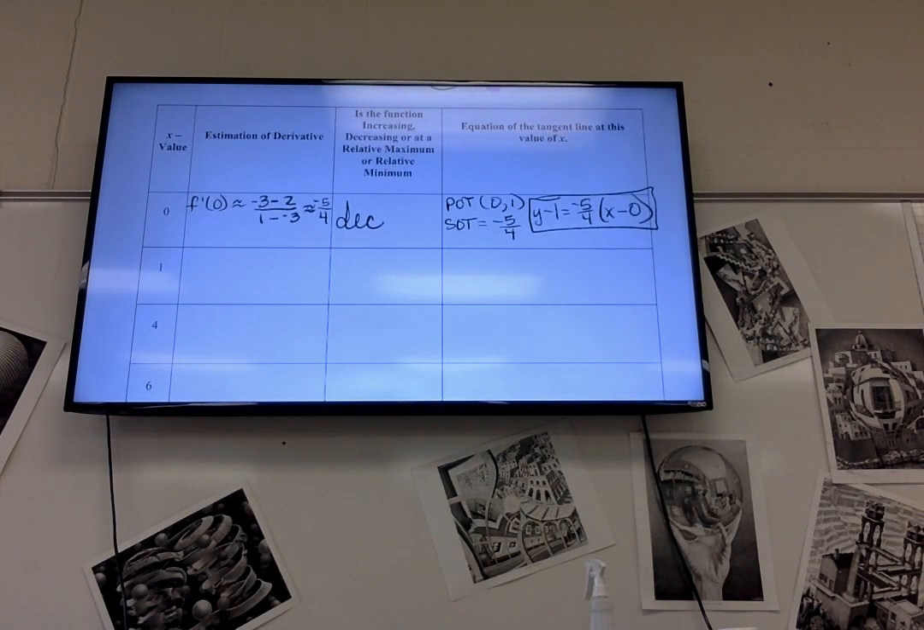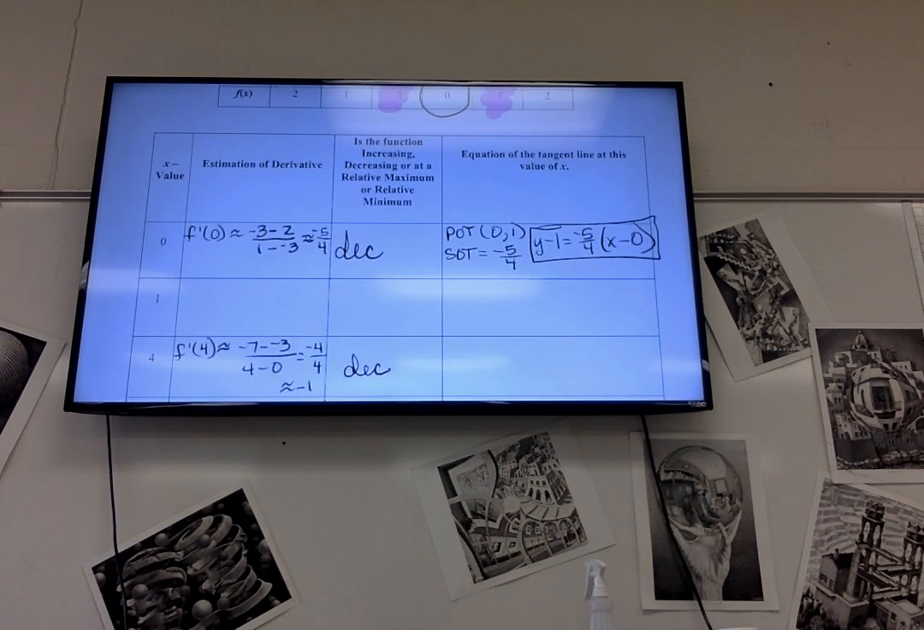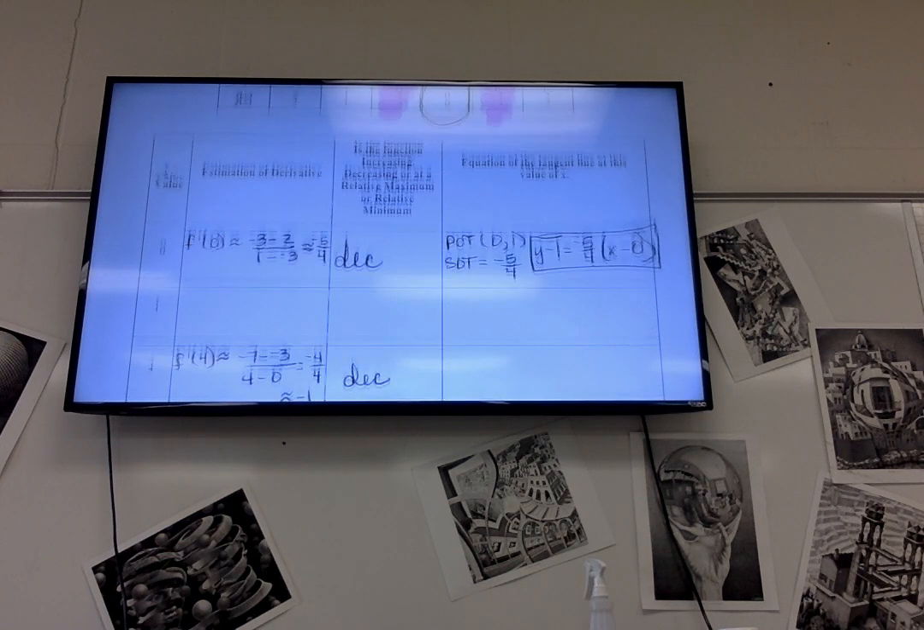Okay, so I would do, looking around the 4, f prime of 4 is approximately negative 7 minus negative 3 over 4 minus 0. So, negative 4 over 4. Negative 1? Negative 1. So it is decreasing. Wait, why did we use 4 at that point? Which point? Like 6 minus 1? Because I felt like it.